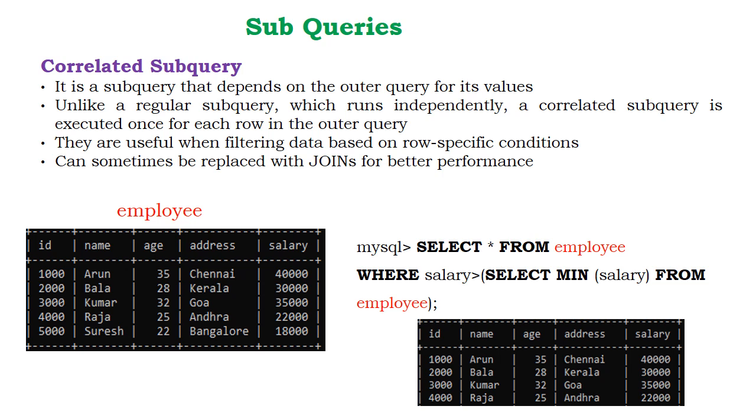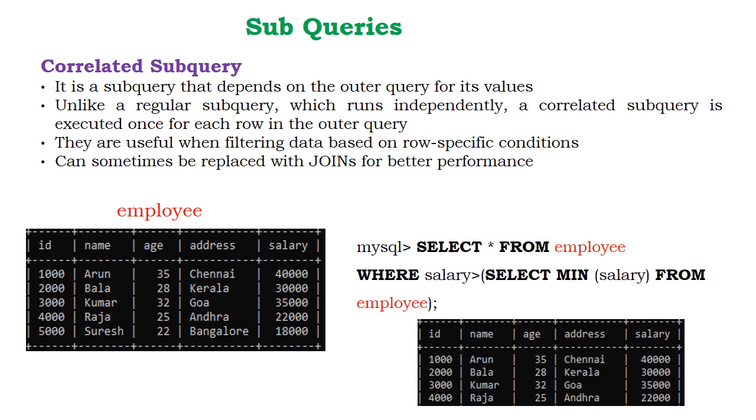Next one is correlated subquery. It is a subquery that depends on the outer query for its value. Unlike a regular query, which runs independently, the correlated subquery is executed once for each row in the outer query. They are useful when filtering data based on row-specific conditions. For example, just consider one employee table.